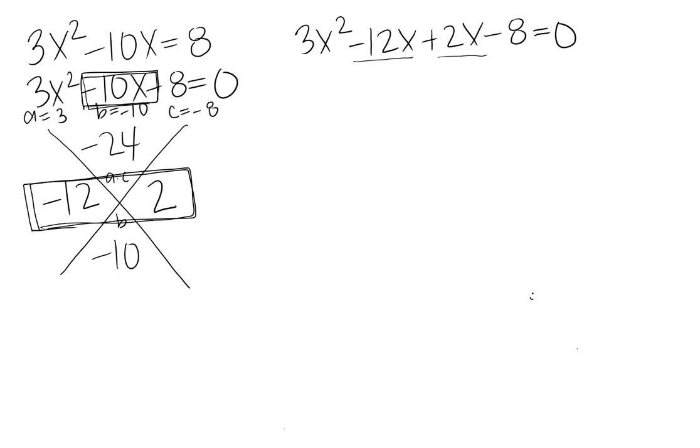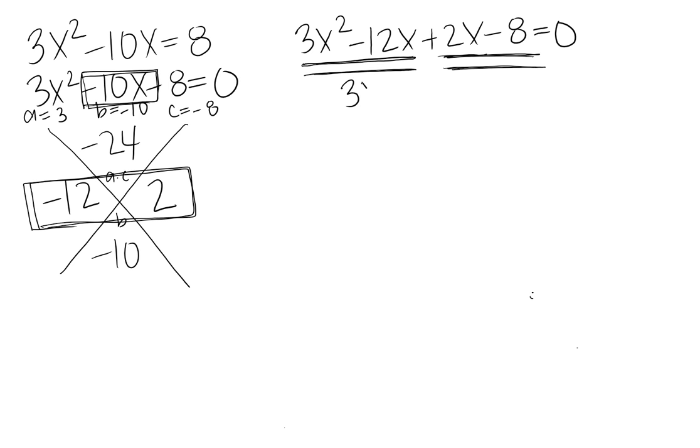So the next step now is to find the GCF of our first two terms and then find the GCF of our second two terms. And I have to actually factor out that GCF. For our first two, our GCF would be 3x. And for our second two terms, it would be 2. So when I factor this out, whatever my GCF is would go in front of the parentheses. And then we would actually divide both of these terms by 3x.